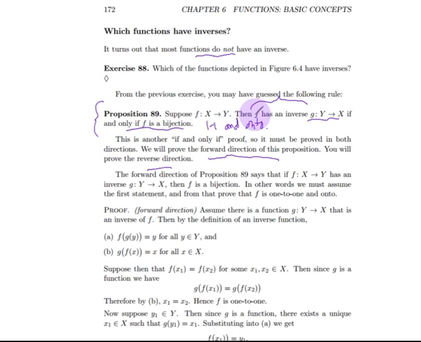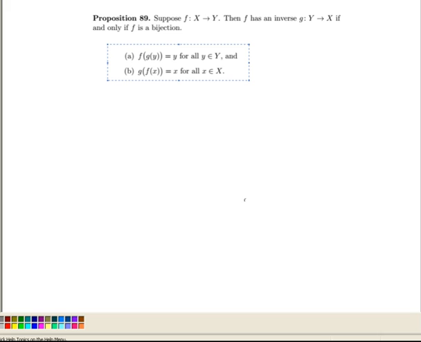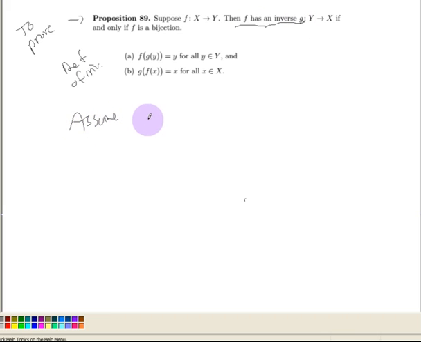Okay, so we're assuming f has an inverse. Let's think of the idea of how we're going to prove this. Again, we want to draw a picture. I have put the conditions here and copied them so we can do some drawing. Remember that we're trying to prove the forward direction of this proposition, and this is the definition of inverse. We're assuming that f has an inverse g, so we can assume g is an inverse of f.